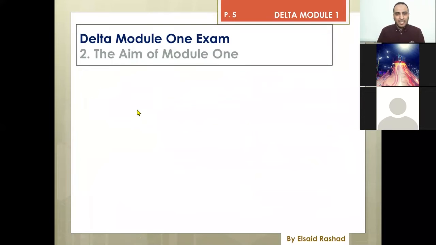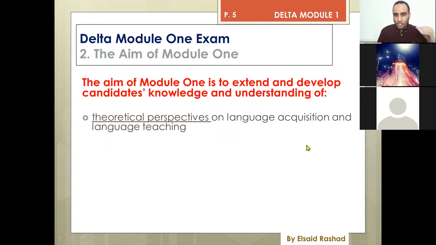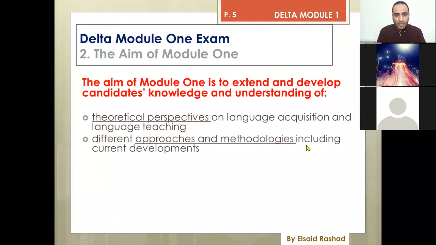Let's move on to the second slide, which is the aim of Module 1. Actually, we have some aims. Let's have a look at them. You need to develop the knowledge or understanding of the following points. The first one is language acquisition and language teaching. That's a theoretical part that you need to know about the ELT field when you do Delta. Another thing is the approaches and methodologies. You need to develop your knowledge and understanding of the approaches and the methodologies.